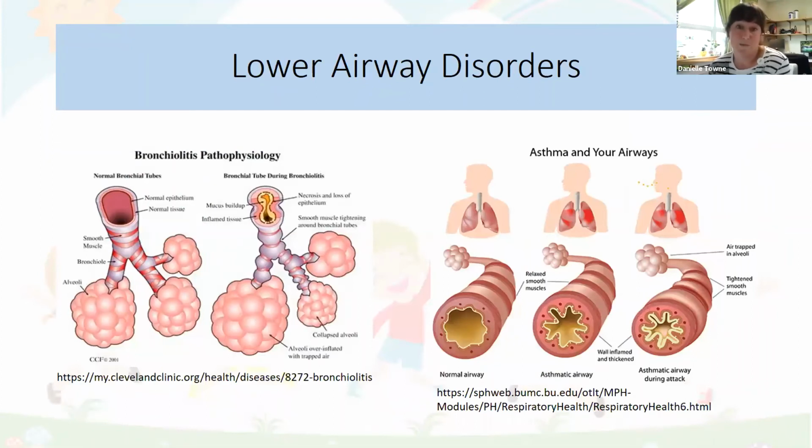And then we've got lower airway disorders. We talked about the upper, now a couple of the lower. Two of the big ones for kids at least are bronchiolitis and asthma. Bronchiolitis is usually caused by RSV and usually happens in kids less than 2 years old. There's a blockage of the small airways of the lungs.